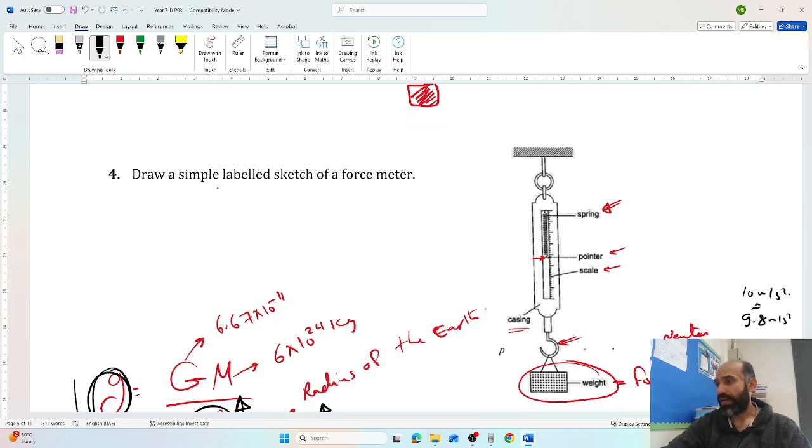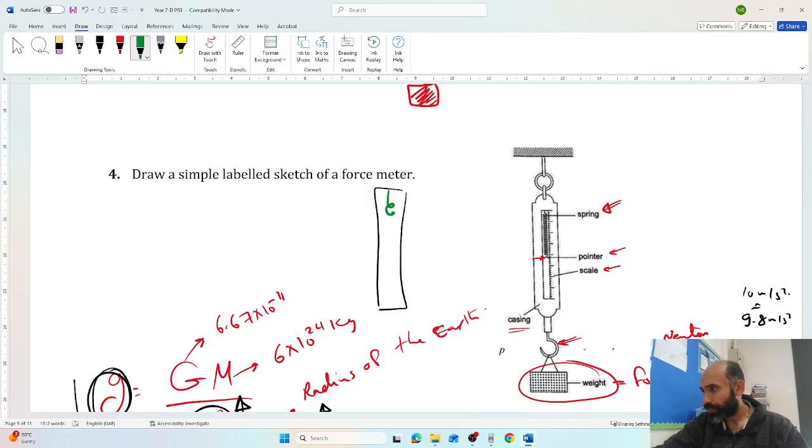So draw a simple labeled sketch for the force meter. You can just draw a rectangle, and from this rectangle you can draw a spring. Then you can add a pointer. Then you can have a scale. You can do just 1 2 3 4 5, 1 2 3 4 5, 1 2 3 4 5, like a scale.